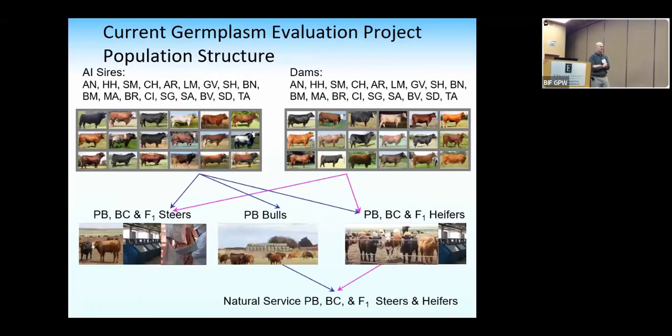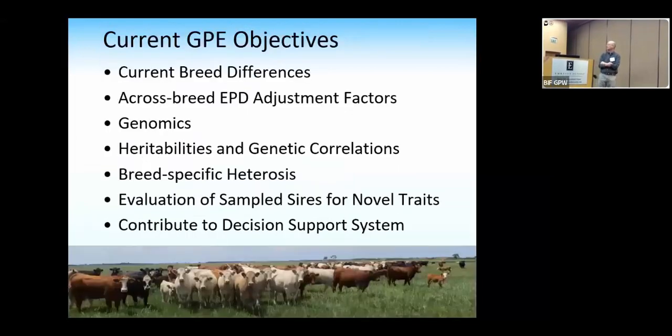I don't need to spend much time here. You guys have seen this. If you've seen a germplasm evaluation talk before, 18 breeds crossed together, make sure that we can get a giant diallel type of mating going as much as we can. Produce purebreds and crossbreds from that, sample the industry bulls, work with all the breed associations. I think you guys have heard us talk about this before, and collect as much data as we possibly can on the progeny and on the cows as maternal effects too.